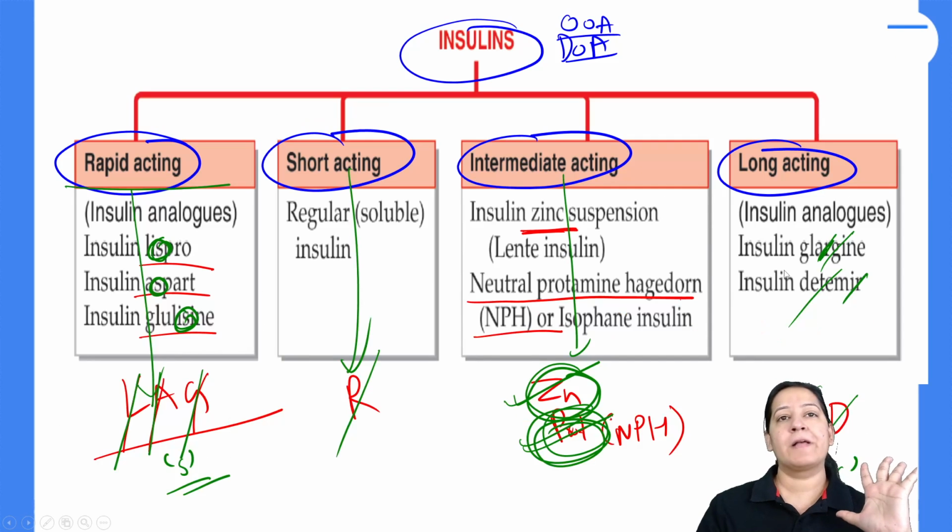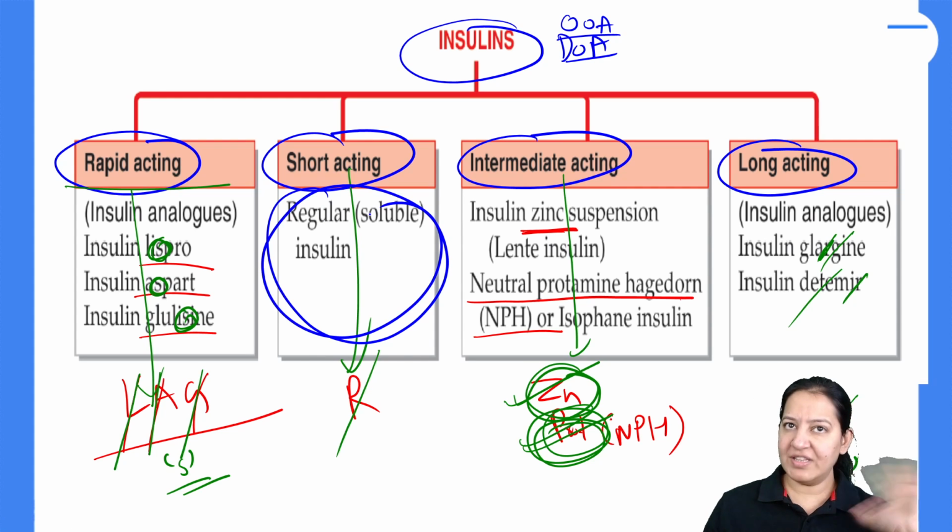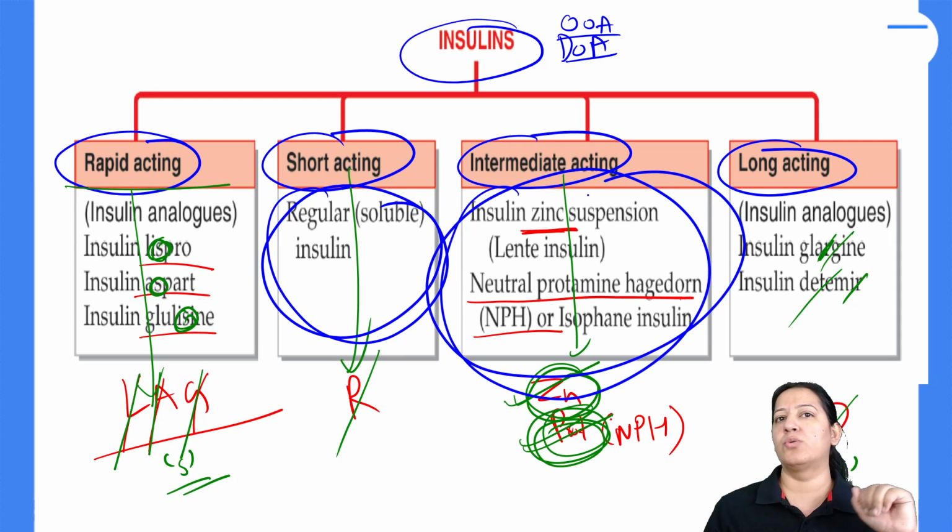So please remember that. First I will teach you the short acting, regular insulin. After that, I will teach you the intermediate insulin, these 2, zinc one or NPH. After that, I will come to rapid and long.